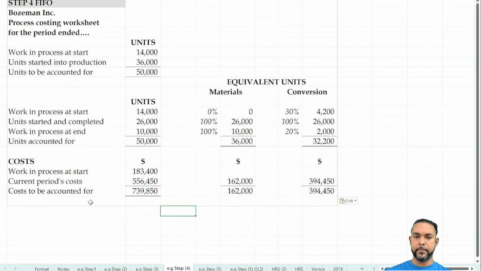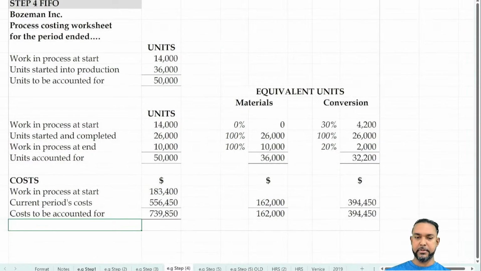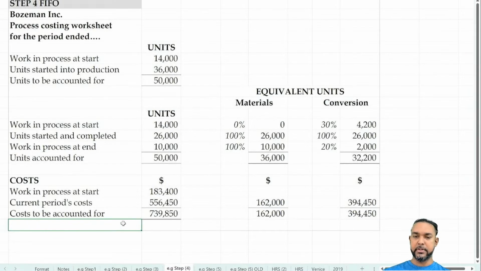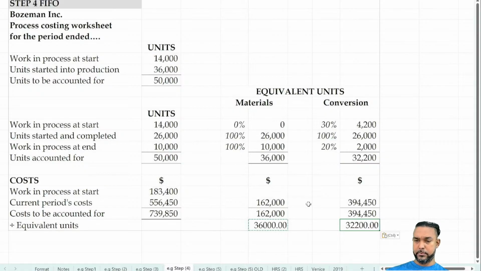All right, so this next step here is where we calculate the cost per equivalent unit. See, step 4, calculating cost per equivalent unit. So all we do is we literally divide by the equivalent units. So that was the 36,000 here, and the 32. What?